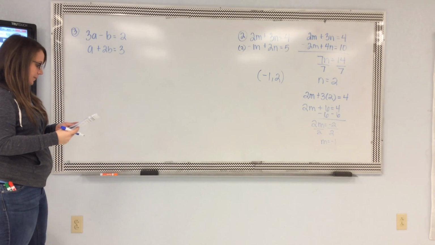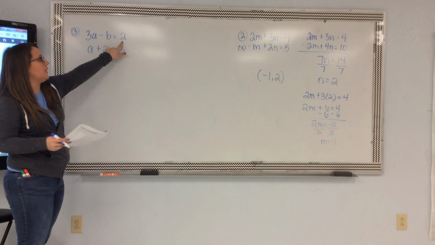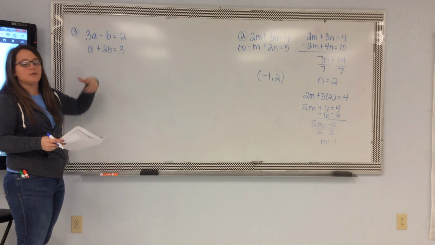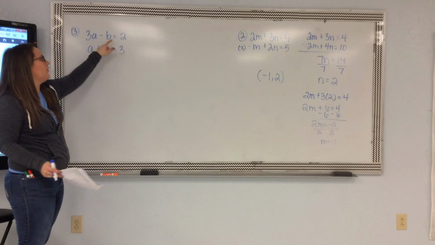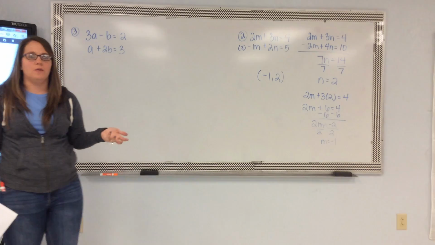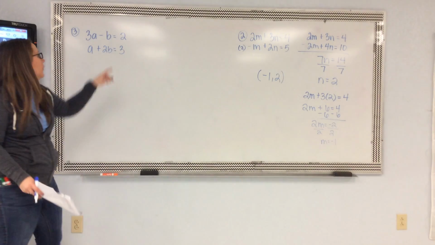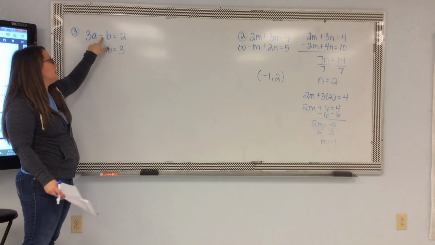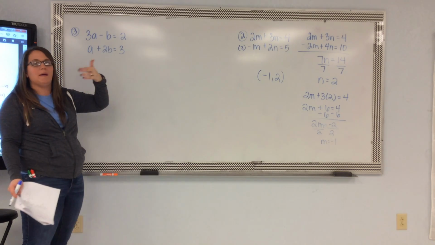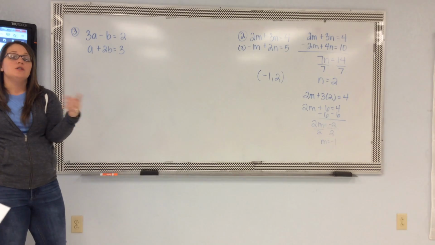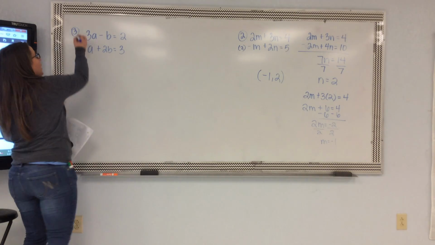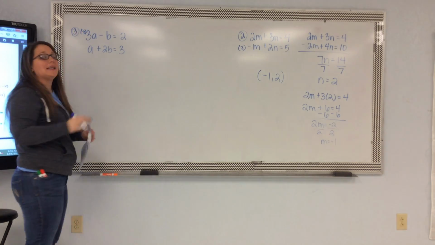Number 3 says 3a minus b equals 2 and a plus 2b equals 3. I have an a by itself and I have a b by itself. So you can choose either one of them to get rid of. I'm personally going to go ahead and get rid of this b. Since this one's positive and this one's negative, all I have to do is multiply through by a 2. So I don't have to worry about any signs. But if you would have done it the other way, you're still going to get the same answer.